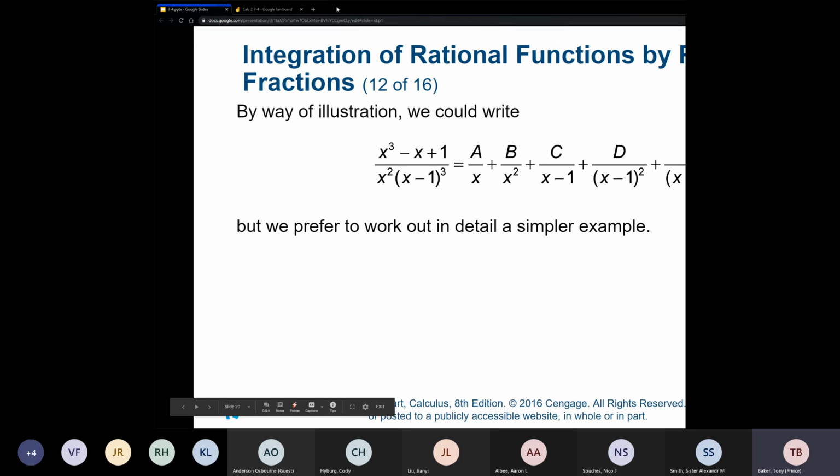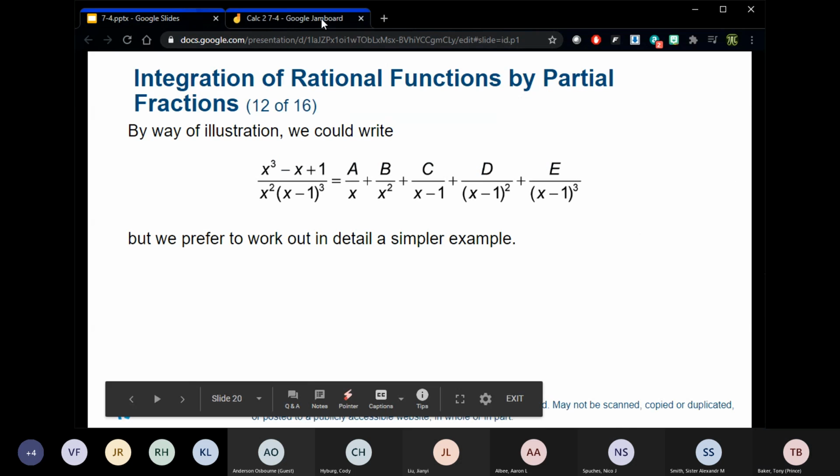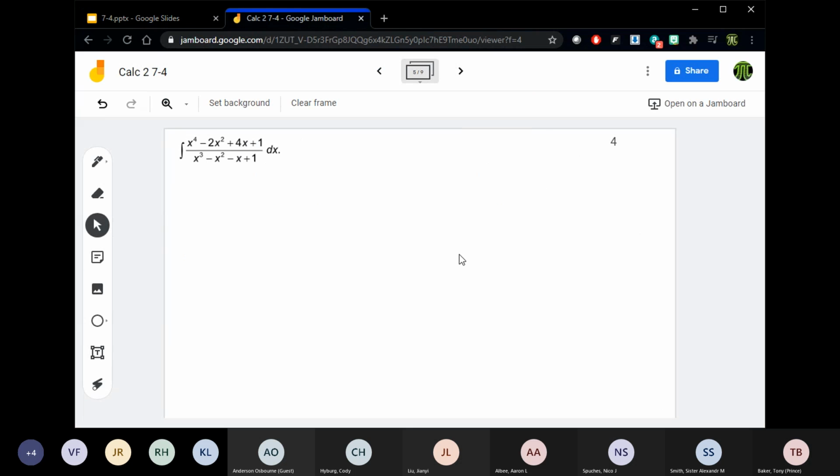Let's look at example 4. That's not what I wanted to do. All right, so let's look at this example and do it out. First step we always want to look at is, do we have to do long division? This one, my numerator is to the fourth power, my denominator is to the third power. My numerator is not less than my denominator, so I have to do long division. So let's do out the long division.